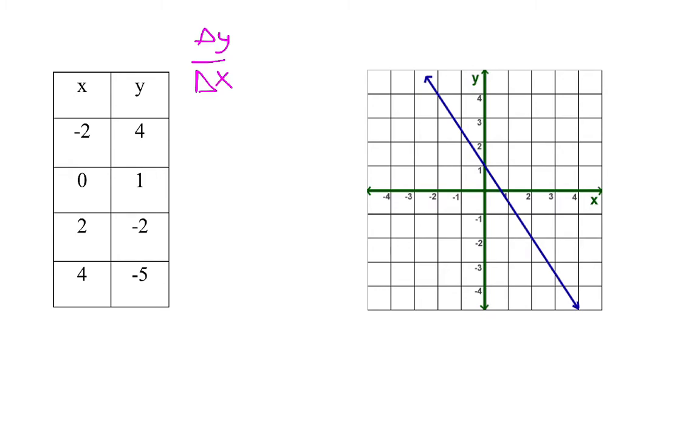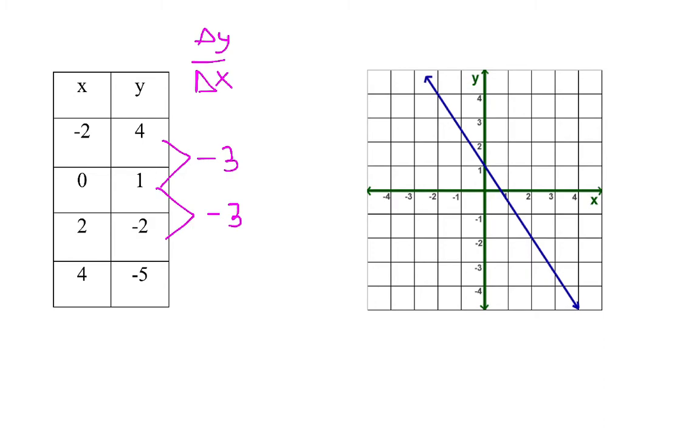Okay, so that's what I'm going to do. I'm going to look at my y values and figure out how y is changing. Well, I'm going from 4 to 1. To go from 4 to 1, I know I'm subtracting 3. And I could have done that between any 2 points. I could have gone from 1 to negative 2. Well, to get from 1 to negative 2, you also have to subtract 3. So it doesn't matter which 2 you go through.